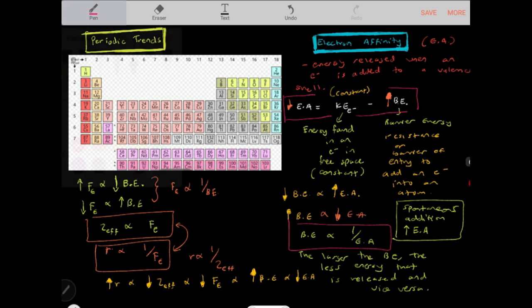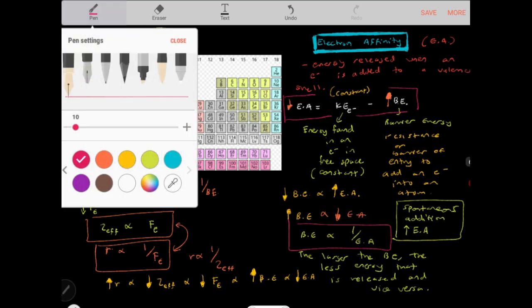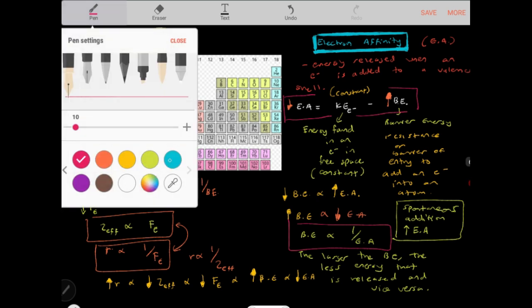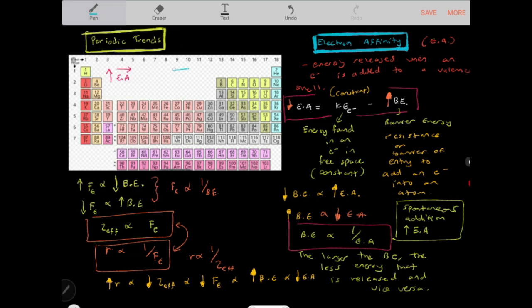So it's good to understand this relationship of barrier energy and electron affinity, and collectively we can come up with the periodic trend here that electron affinity increases to the right of a period and up a group, and electron affinity decreases to the left of a period and down a group. Okay, and once again we're just going to explain this trend further, so I'm just going to make some space here.